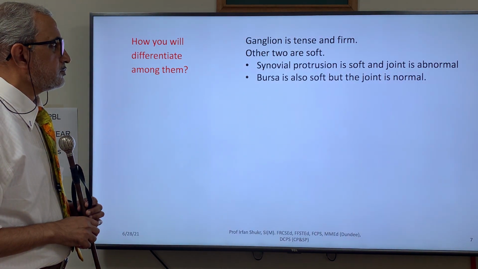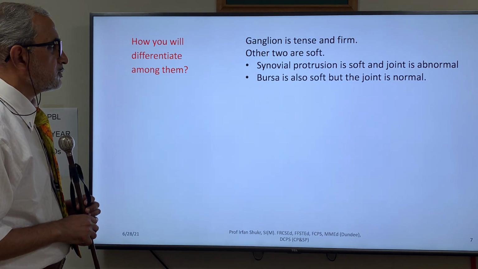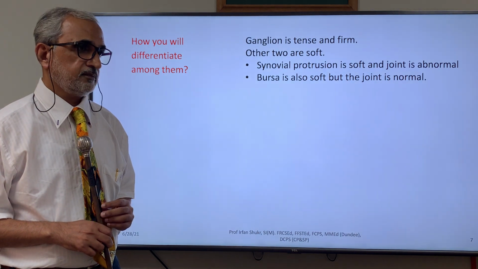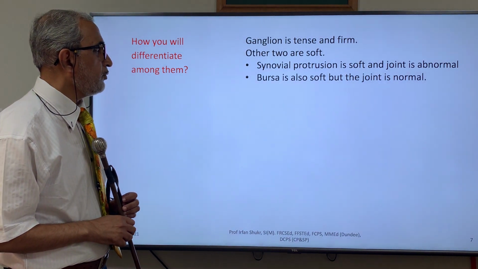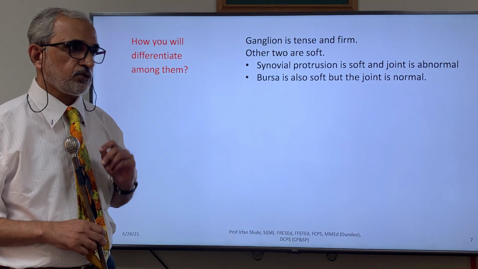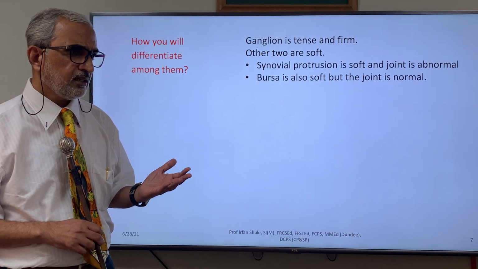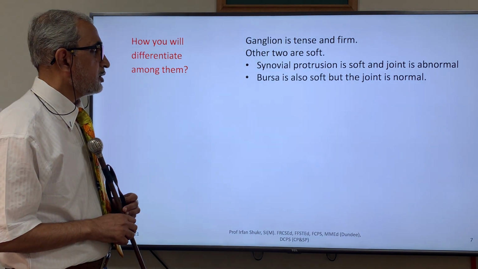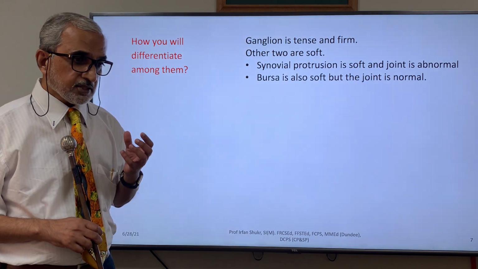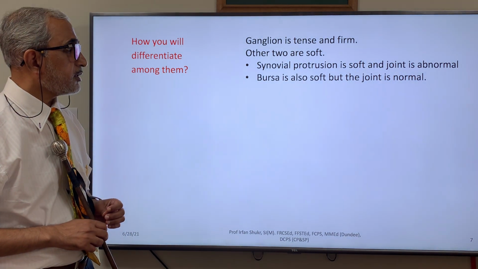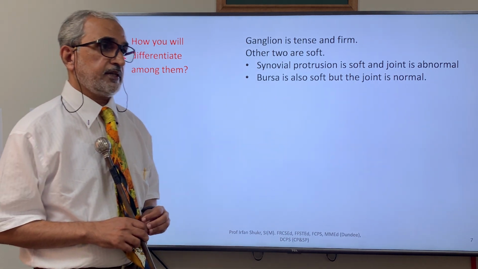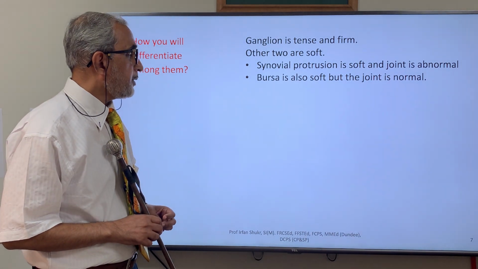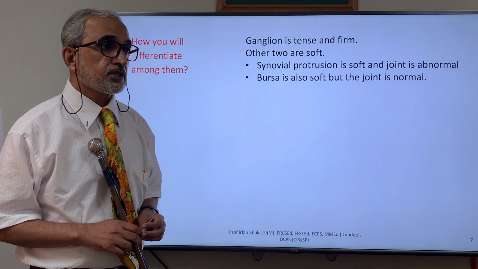How will you differentiate among the differential diagnoses that you have given? You see, ganglion is tense and firm, it is not soft. The other two swellings, synovial protrusion and bursa, are soft. So on feel, you come to know whether this is a ganglion or a synovial protrusion or bursa. Synovial protrusion does not occur in a normal joint, it occurs in an abnormal joint, usually arthritis. Whereas bursa is also soft, but the joint is normal.